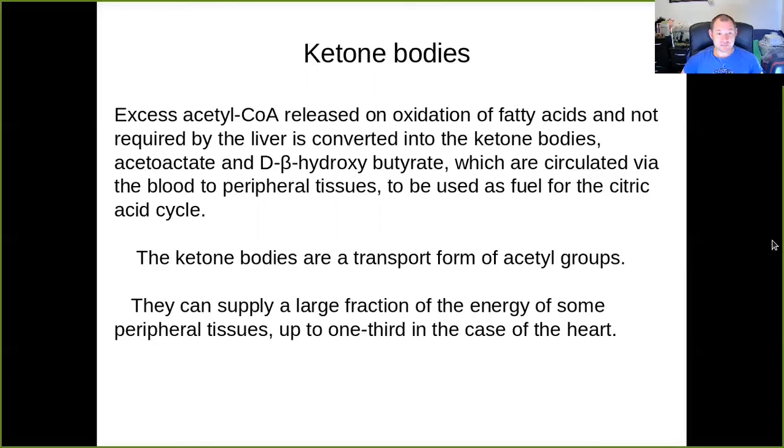Acetoacetate is one, and D-beta-hydroxybutyrate is another. They are circulated by the blood to all the peripheral tissues of the body to be used as fuel for the citric acid cycle, completely bypassing glycolysis, going right past it, going straight to mitochondria. When you use ketone bodies as an energy source, no glycolysis. It's an emergency, and it works very well. The ketone bodies are a transport form of acetyl groups, basically. It's a way of getting acetyl around your body to your cells.